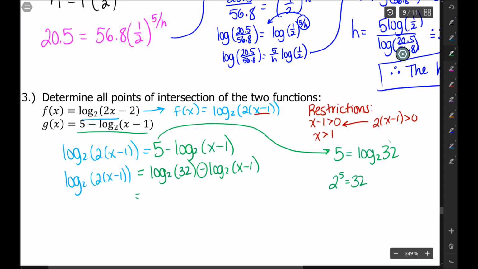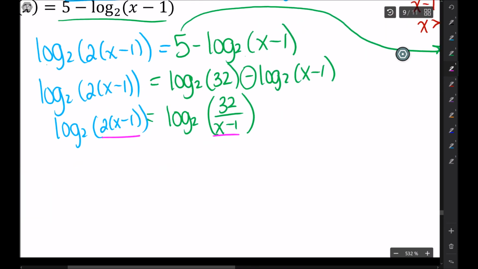If we have a minus sign, that means that it's just log base 2 of 32 over x minus 1. And on the left side here, I've got log base 2 of 2 times x minus 1. Okay? Now, because they have the same log base 2, I can set what's inside of the brackets here equal to each other. So I can say 2 times x minus 1 is equal to 32 over x minus 1.